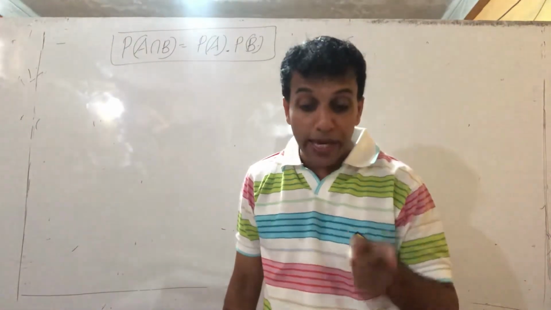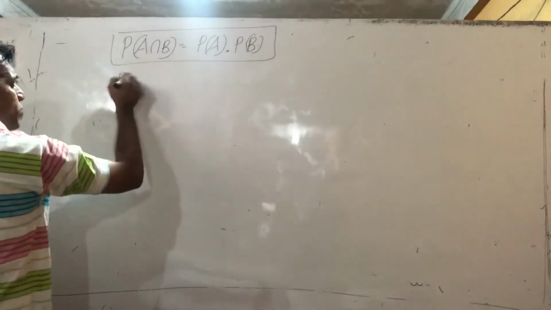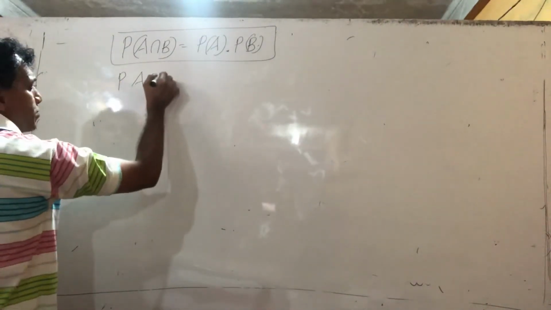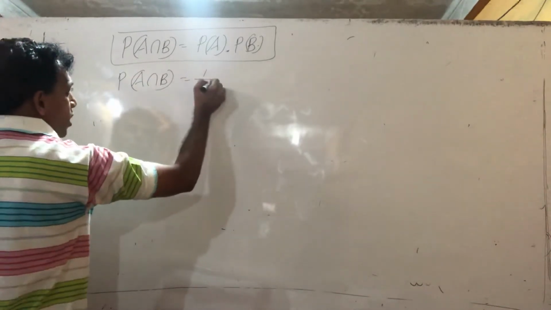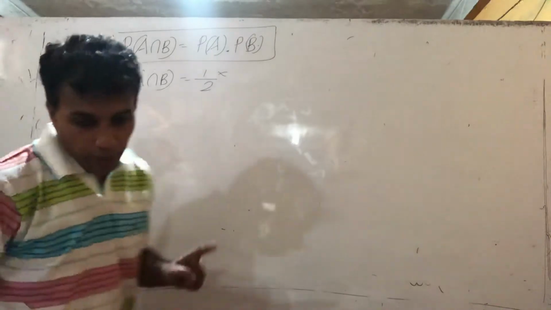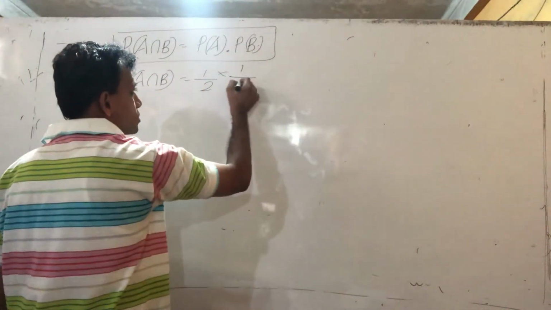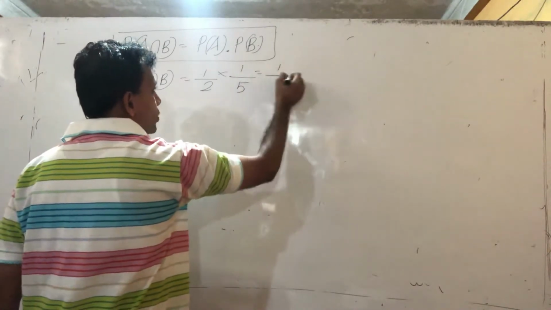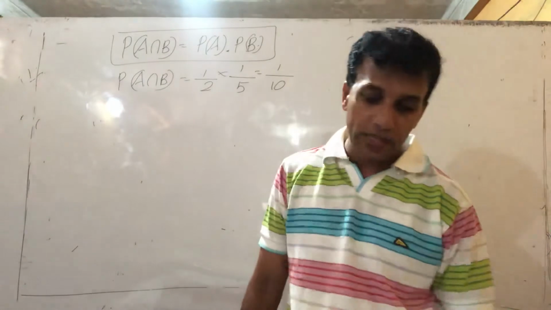Also they said PA is half, PB is 1 over 5. So I can write for this one: probability of A intersect B equals PA, which is half, into PB, which is 1 over 5, right? Therefore, you can get the answer for the intersection, the both intersection answer, okay.